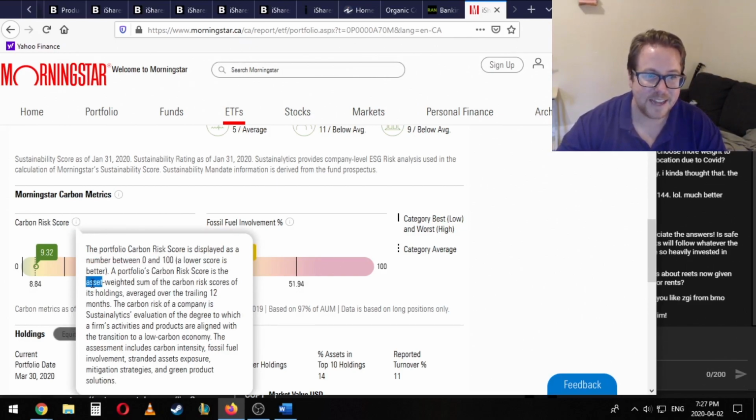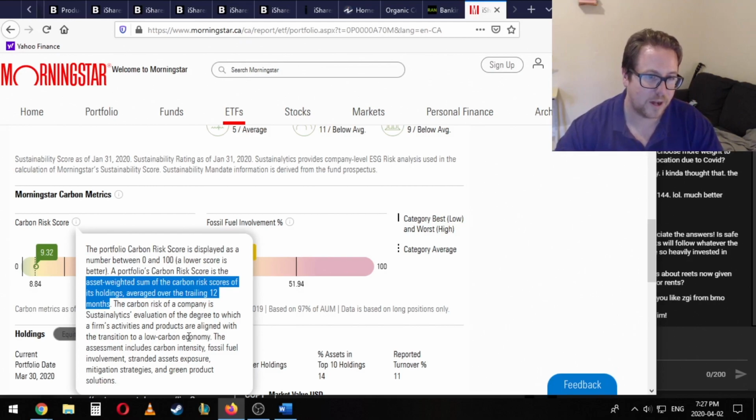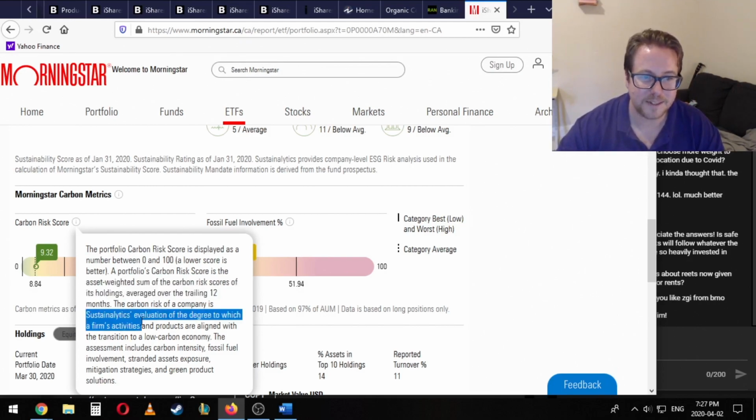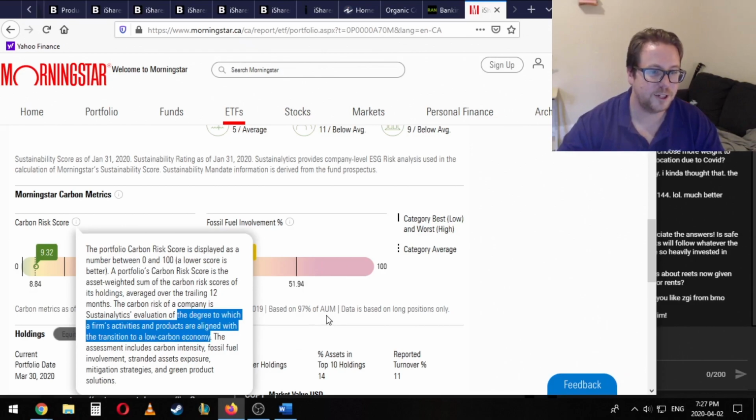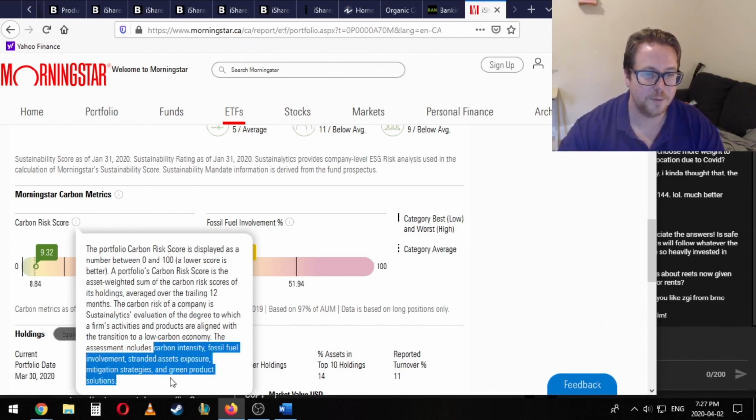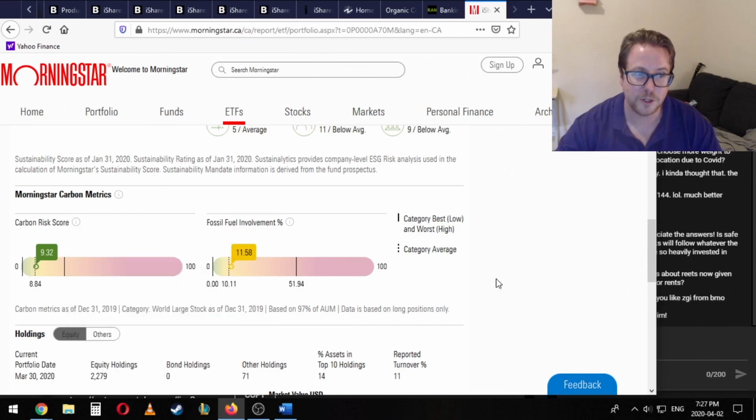And it's the asset weighted sum of the carbon risk scores of its holdings averaged over the trailing 12 months. So really what they're doing here, it's an evaluation by Sustainalytics, and it's the degree to which the firm's activities and products are aligned with the transition to a low carbon economy. It looks at things like carbon intensity, fossil fuel involvement, stranded assets exposure, mitigation strategies, and green product solutions.